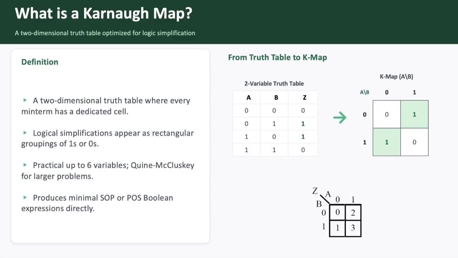Now look at the second small map in the lower right. This shows the minterm numbering for a two-variable map. Cell 0 corresponds to minterm 0, cell 1 to minterm 2, cell 2 to minterm 1, and cell 3 to minterm 3. Notice the gray code ordering. This numbering becomes essential when you work from a minterm list. The core takeaway: simplifications that would require multiple steps of Boolean algebra appear as obvious rectangular groupings of ones on the K-map. This is not magic. It is the direct consequence of the gray code layout.